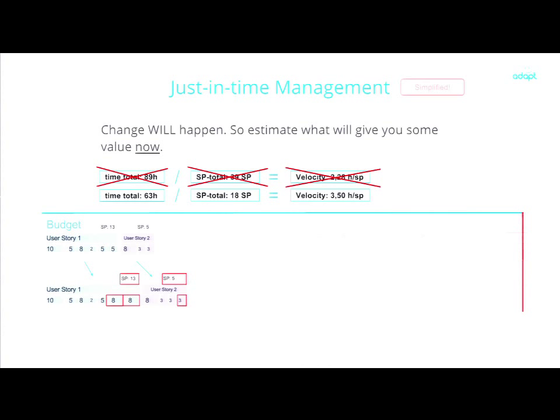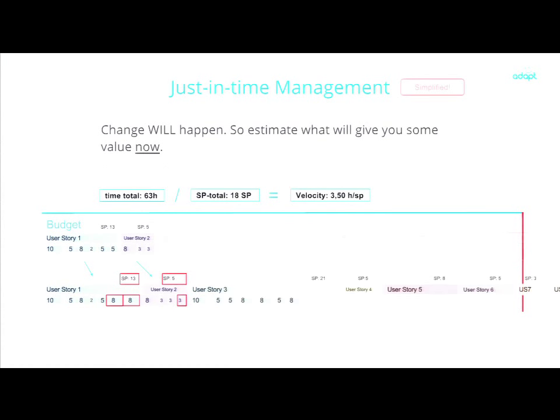So we can again say, okay, we have 63 hours. We only ended like 18 story points. Now our velocity is 3.50. And therefore, we now have a problem that we won't get as much done as we hoped to. But it's better to know it now than to know it when we have done the whole backlog. So now we just expand the rest of the user stories with this factor. And we can see, okay, this is going to be a problem. Now we can only do the first 6 user stories.